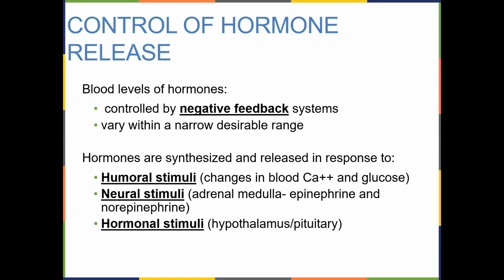The hypothalamus detects that thyroid hormone levels are low, and it tells the pituitary, make more thyroid stimulating hormone, which tells the thyroid gland to make thyroid hormone, and it brings it back up, and the hypothalamus then is happy.